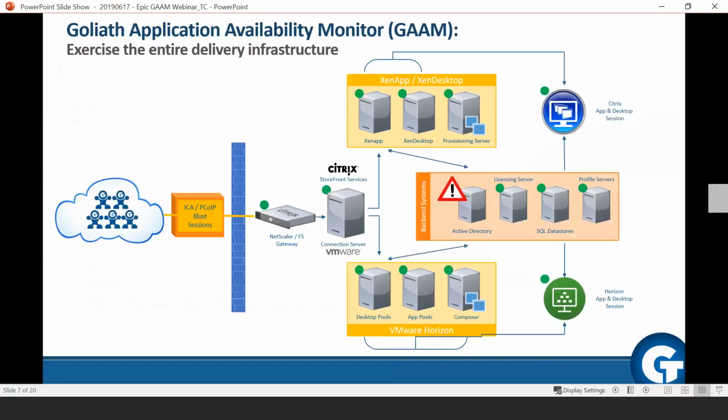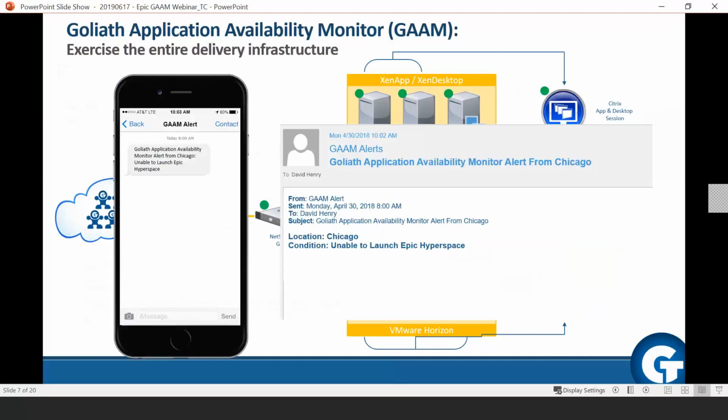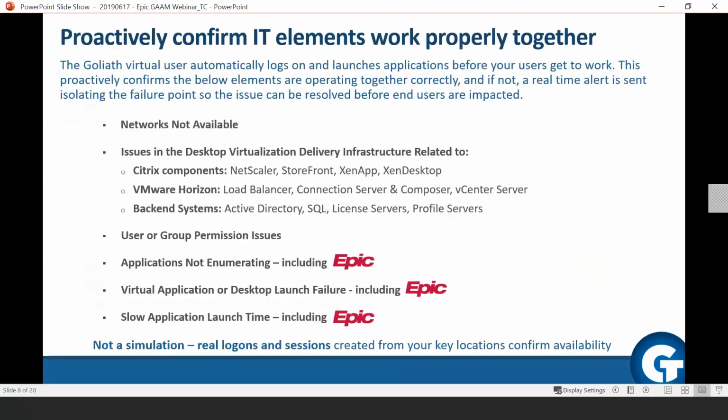Now, in this situation, there was an issue with Active Directory. If you had this deployed at remote locations or on location, and you were exercising this application 24/7, 365, you would receive a real-time alert if something in that environment was not working in concert. You could receive that to your iPhone or over email. And again, those are alerts in real time.